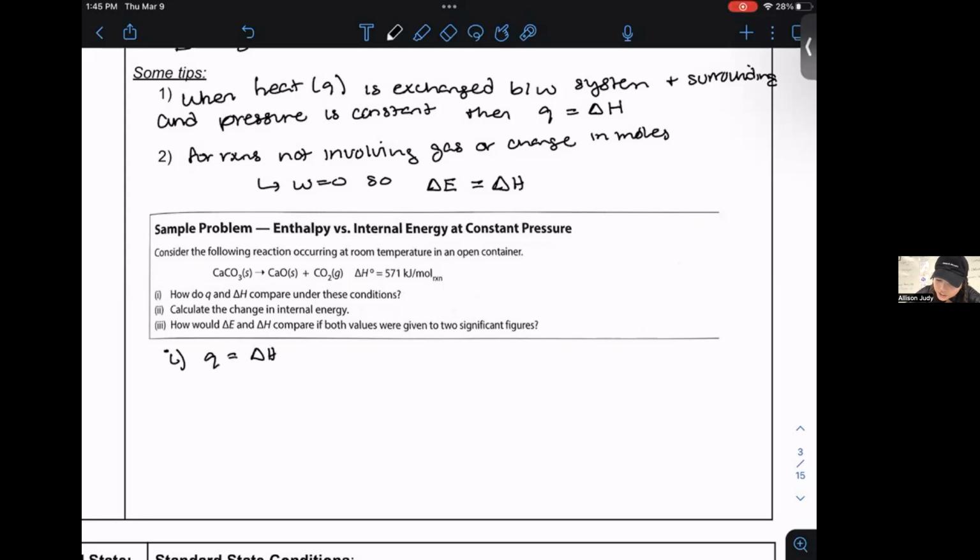So calculate the change in internal energy. What we would say is that the internal energy is equal to Q, and I'm going to use the derivation of change in nRT because based off the information I'm given, that's all I have. Where R is 8.314 joules per mole Kelvin.